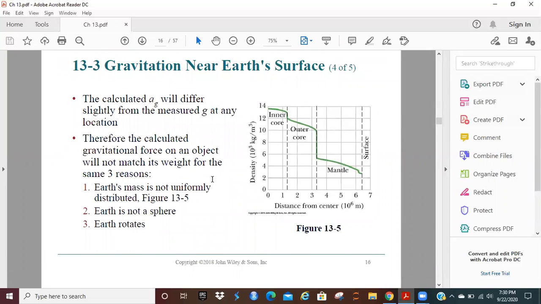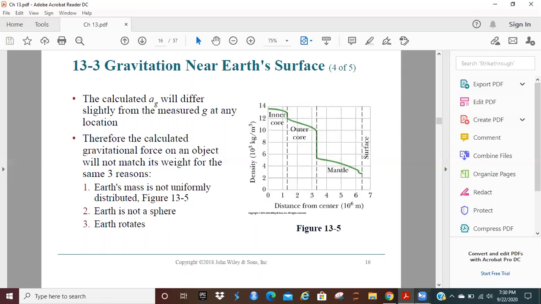So the calculated acceleration due to gravity will differ slightly from the measured value of g at any location. Therefore, the calculated gravitational force on an object will not match its weight for 3 different reasons. Earth's mass is not uniformly distributed. As you can see here, the density changes as you move from the inner core to the outer core to the mantle.